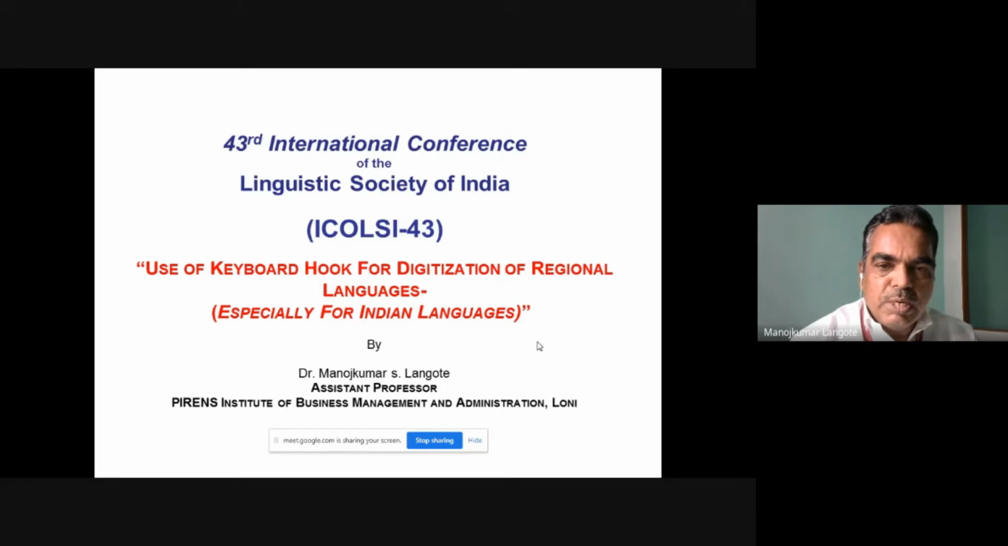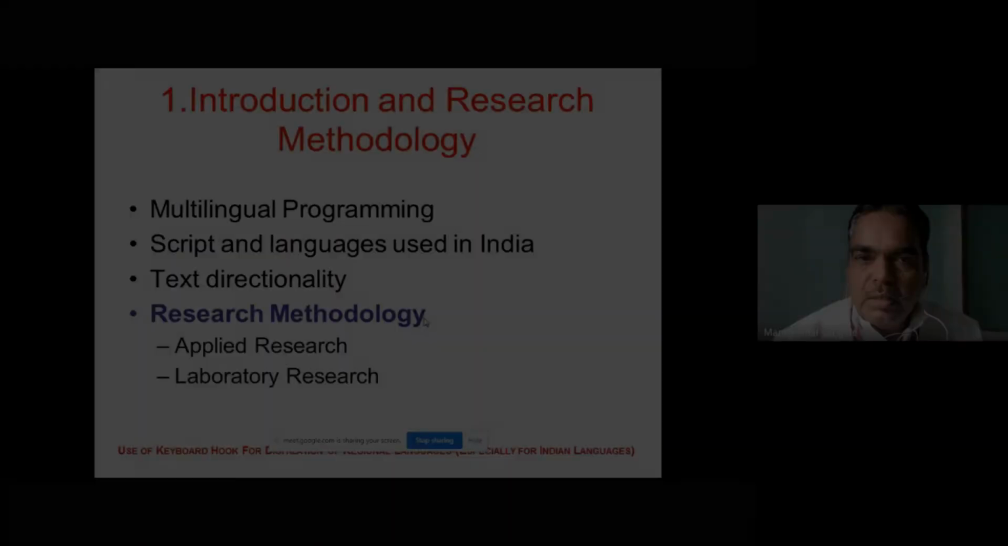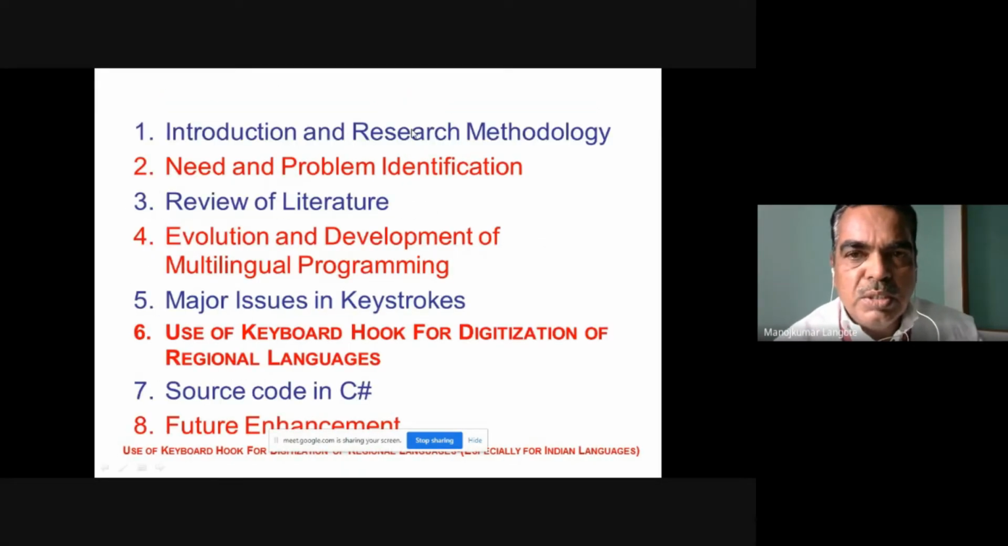I am Dr. Manojkumar Langote, Assistant Professor. I will discuss the introduction and research methodology, then need and problem identification, review of literature, then evaluation and development of multilingual programming, major issues I faced in this multilingual programming, and then I will try to focus on the logic of this keyboard hook for digitization of regional languages. Already the programming is done in C sharp language, so I will try to give the demonstration of that also, and then future enhancement.